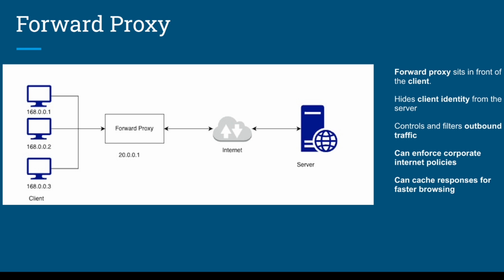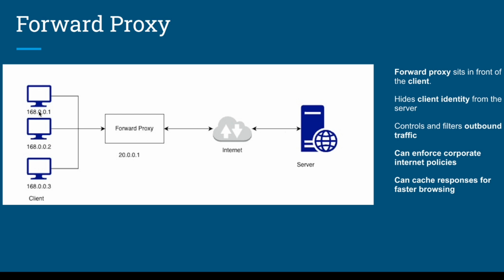First we'll understand what a forward proxy is. Here we can see we have a client and a server. The client can have IP addresses. A forward proxy is something in between the client and server that is closer to the client. So the forward proxy just sits in front of the client. Whenever the client tries to make a request to the server, first the request goes to the forward proxy, and then the forward proxy creates a new request to the server.